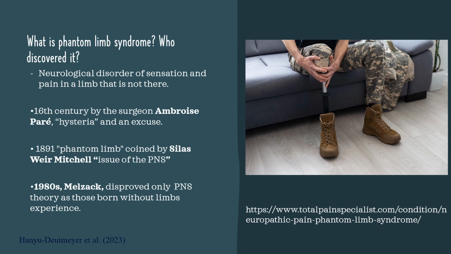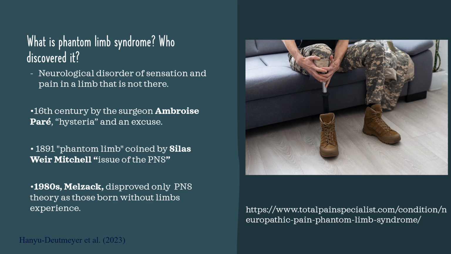However, in the late 1800s, the term phantom limb was coined by Silas Mitchell. He saw phantom limb syndrome as an issue of the peripheral nervous system. The dominant hypothesis was that irritation to the peripheral nerves at the amputation site was causing the sensations and the pain. However, by the late 1980s, Ronald Melzack had recognized that the peripheral neuroma account could not be correct because many people that were born without limbs also experienced phantom limb pain and sensations.